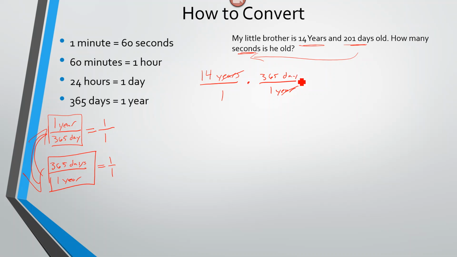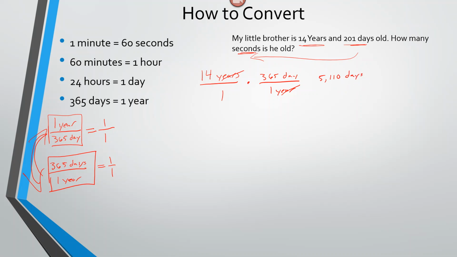So we have day in the numerator. Perfect. Works out. That's what we're wanting. So all we have to do now is the math, which is 14 times 365. 14 times 365 is 5,110 days.